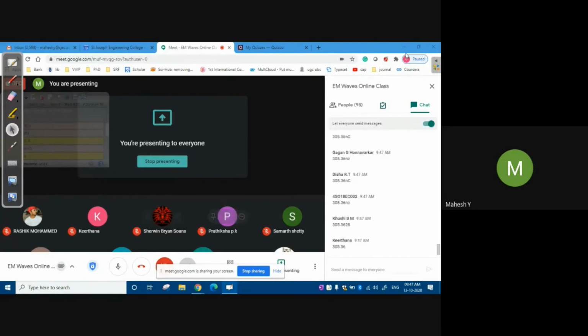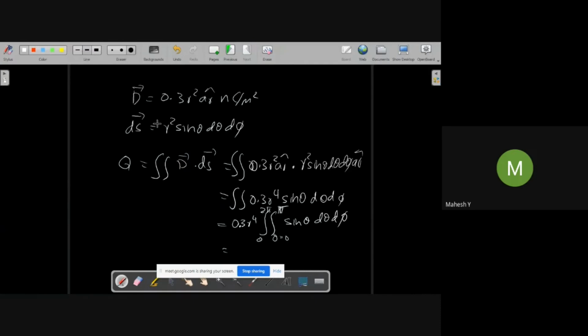Okay, so this can be done otherwise also, since this is a sphere. You know that the D is this much. So total flux is equal to total density into area, right? Total density is 0.3 r square is the magnitude into area. Area of a sphere is 4 pi r square. So if you multiply, it will be 4 pi into 0.3 r raised to 4. So you will get the same expression.